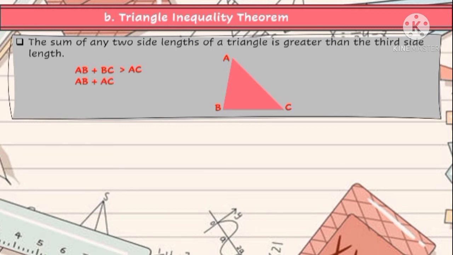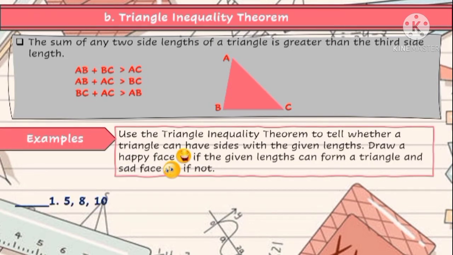Another, kung ang i-add naman natin ay AB at AC, mas malaki ito sa length ni BC. And lastly, kung ang i-add naman natin ay ang sides BC at AC, mas malaki ito sa length ni side AB.